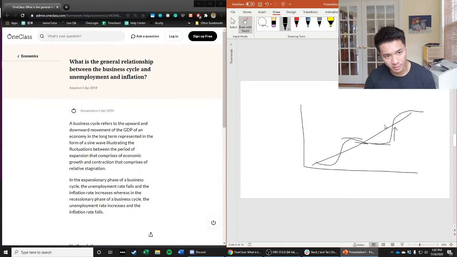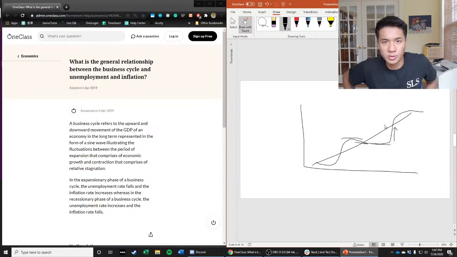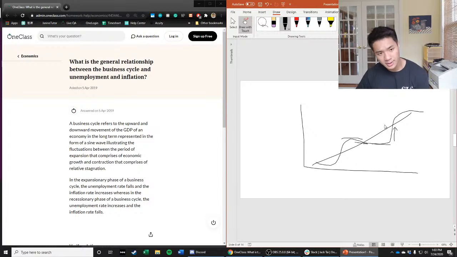We'd also expect unemployment to be low. We would expect that when the economy is doing very well and during a business cycle it's at its peak, there are a lot more jobs, there's a lot more production, and so there's less unemployment. And so that's what we'd see on that side of the spectrum.